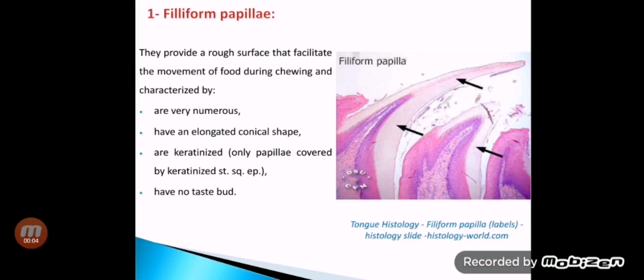Number 1, filiform papillae. They provide a rough surface that facilitates the movement of the food during chewing. They are characterized by: Number 1, they are the most numerous type of the papillae, distributed over the dorsal surface of the anterior 2/3 of the tongue. They have an elongated conical-shaped end which is directed backward in order to push the bolus of the food backward. They are keratinized, the only type of papillae covered by keratinized stratified squamous epithelium, and they have no taste bud, so their main function is mechanical.